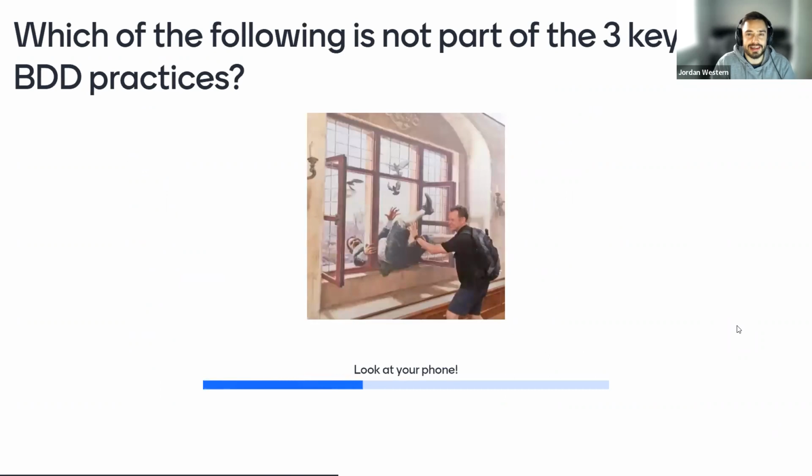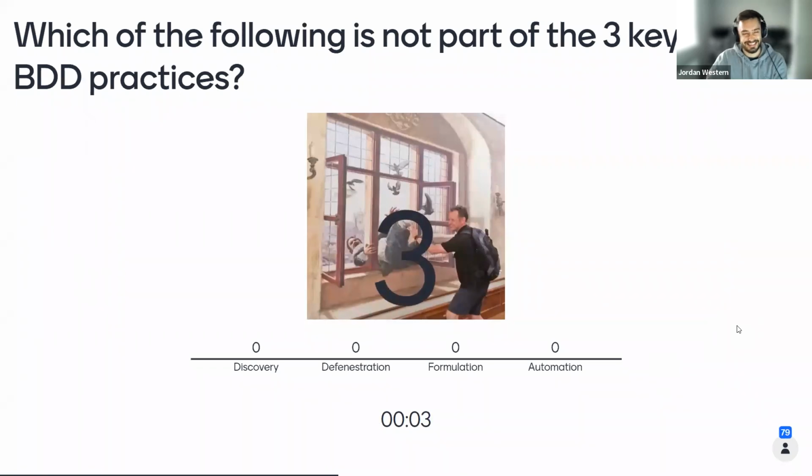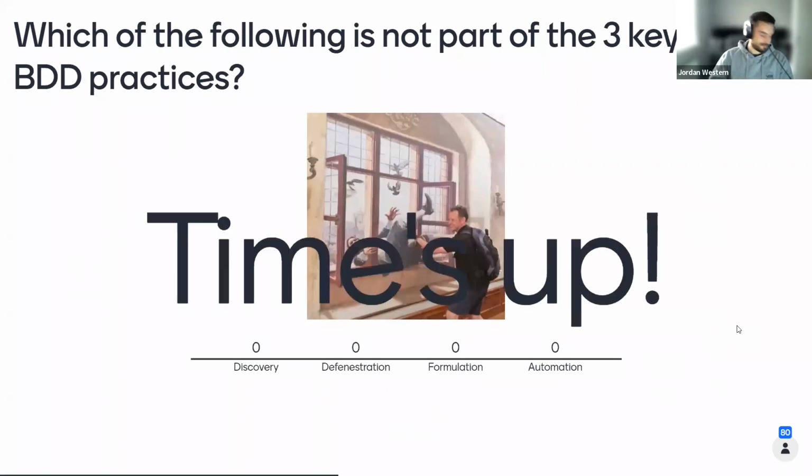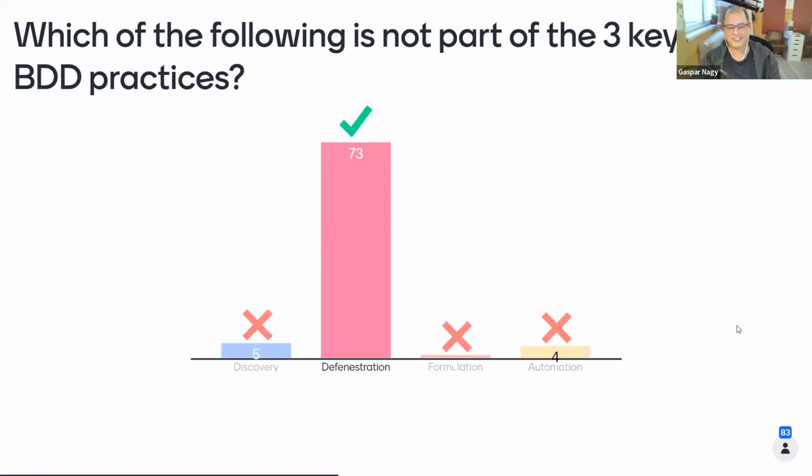So which of the following is not part of the 3 key BDD practices? Which is not part. Discovery, defenestration, formulation, and automation. This picture makes me laugh every time. Funny. Oh, cool. That was good. Yeah, good. Be peaceful. Don't throw anyone out the window. That's what defenestration is. Love that one.